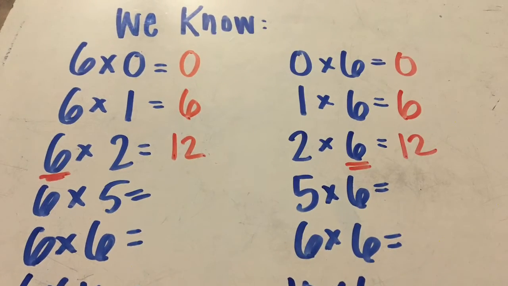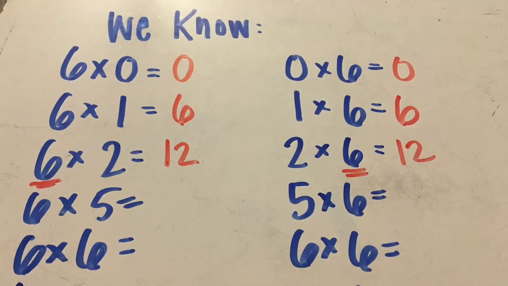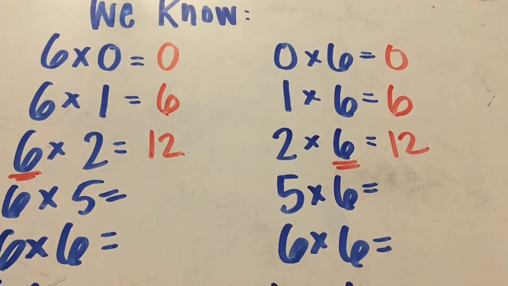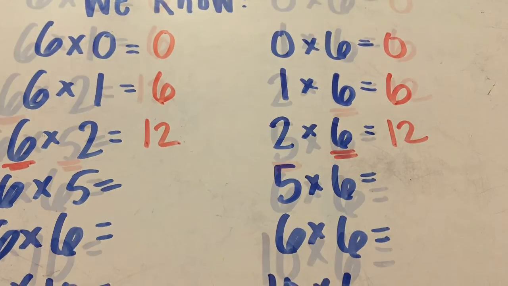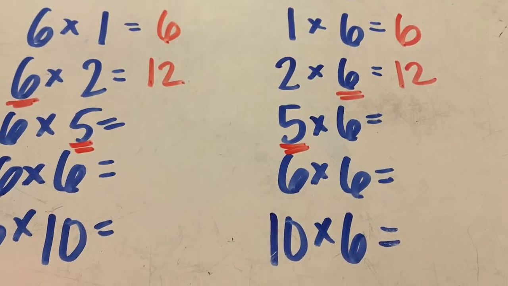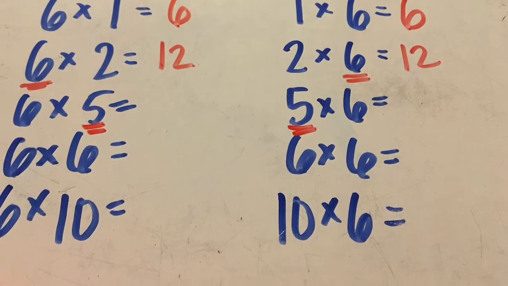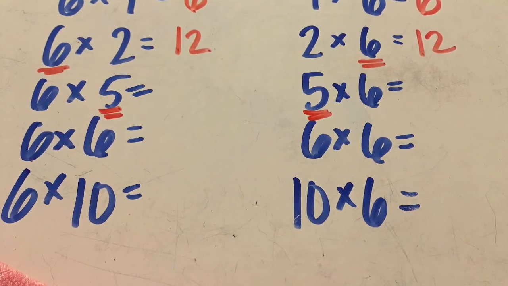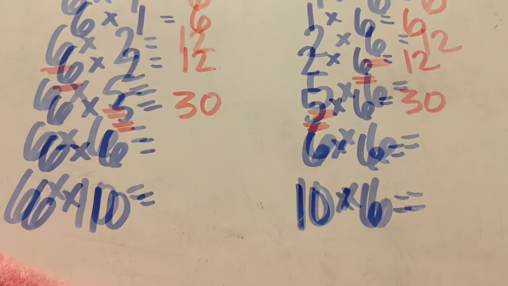Okay, the next one that we do know is 6 times 5. We know that we just count by fives 6 times. So 5 groups of 6 or 6 groups of 5. We know that that is the same answer to the product, and the answer is 30.